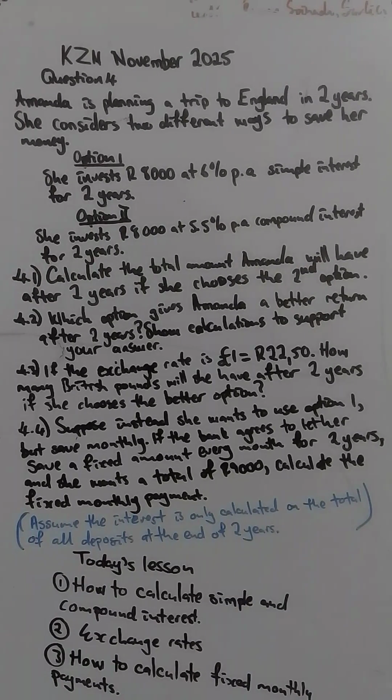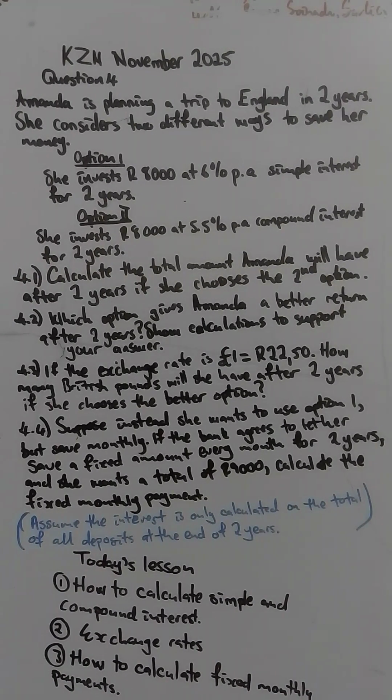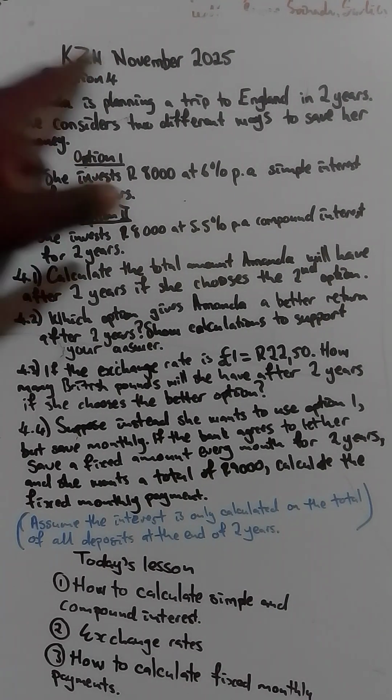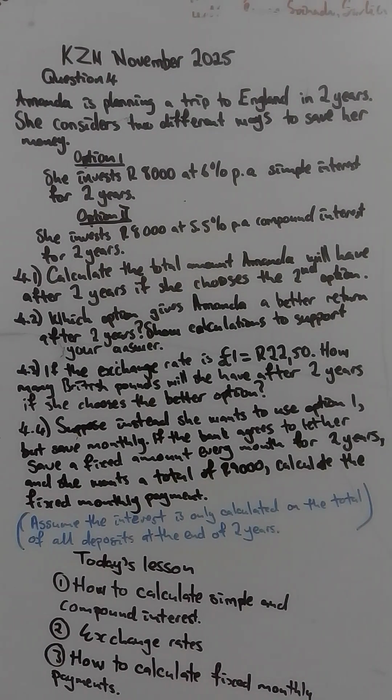All right. Today's lesson is about financial maths, grade 10 financial maths, and we're going to be dealing with a past exam paper that was written in KZN November 2025. In today's lesson, we're going to focus on what? Number 1, how to calculate simple and compound interest. Number 2, exchange rates. Number 3, how to calculate fixed monthly payments. Those are the questions which were contained in this past exam paper.